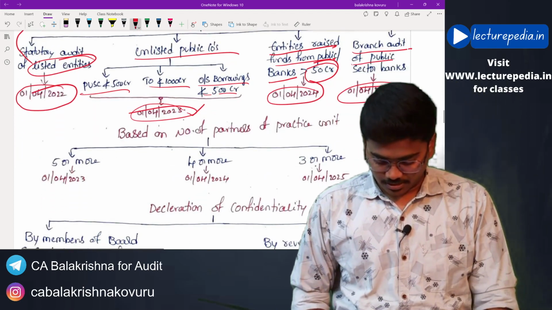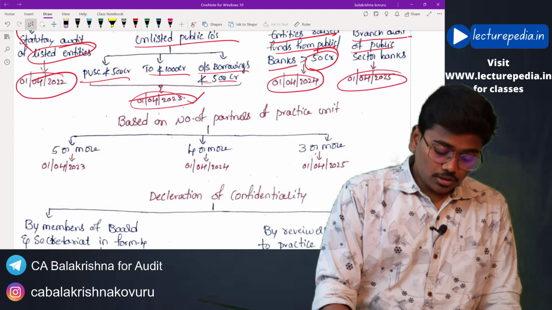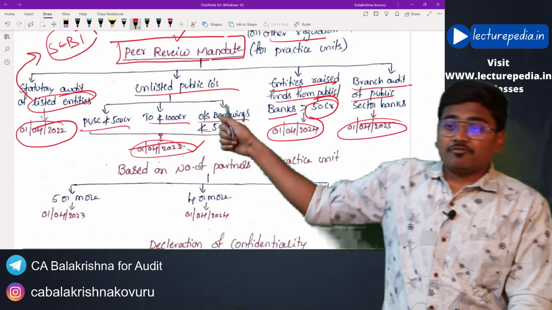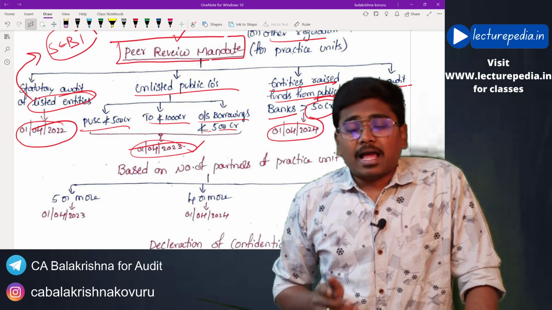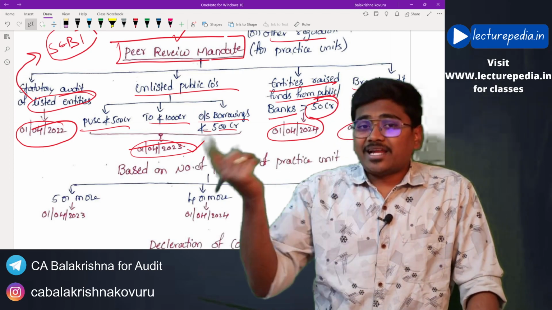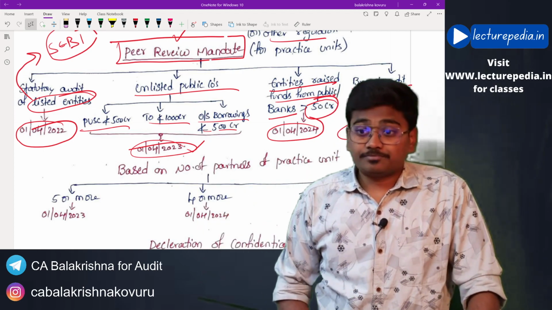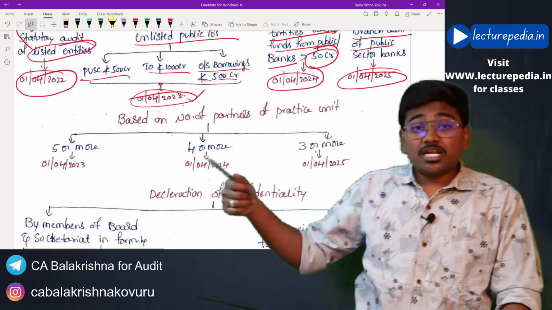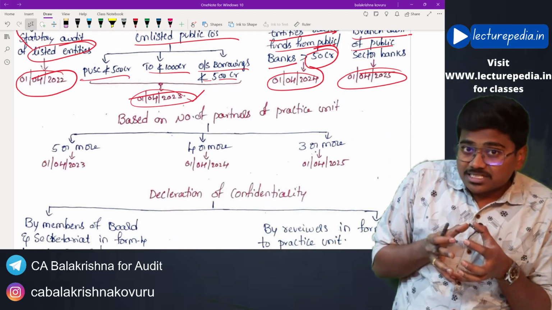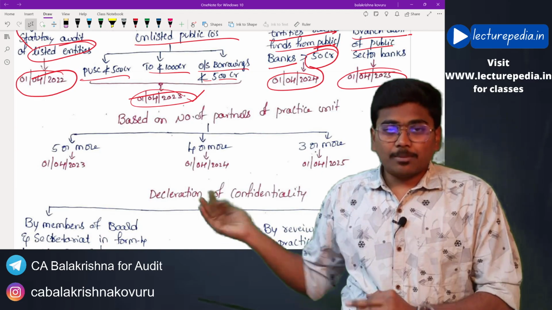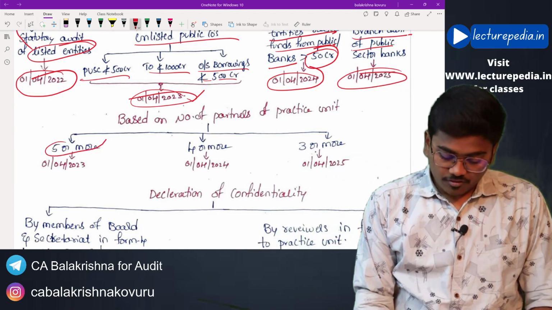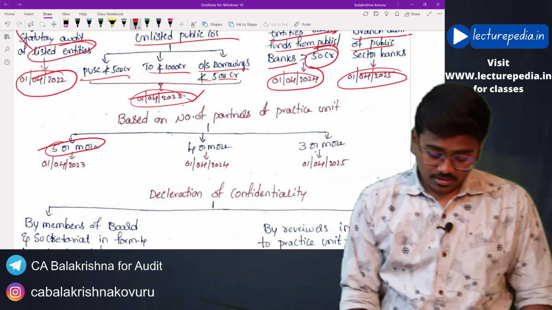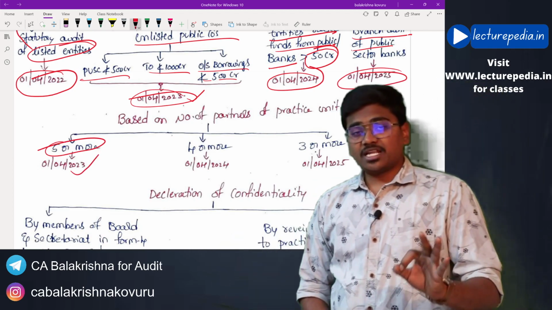Hope this is clear. Next, based on number of partners. Firstly, we have discussed applicability of peer review as per the client that you are auditing. Now, applicability of peer review based on the number of partners present in your audit firm. See, if your firm has 5 or more partners, then from 1st April 2023 peer review is mandatory.